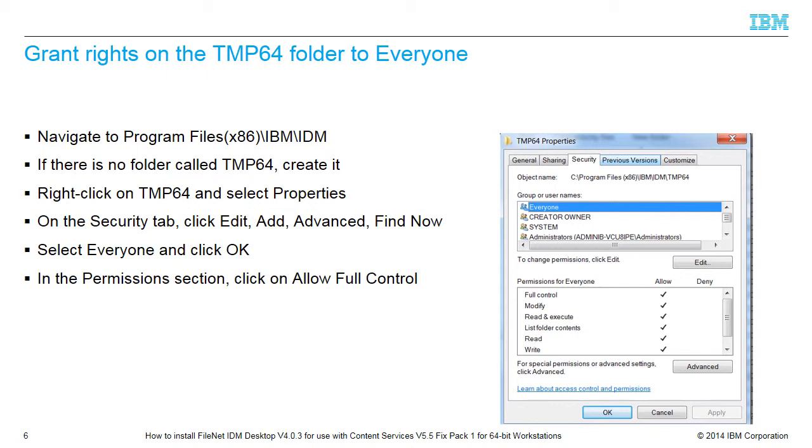Navigate to Program Files x86/IBM/IDM. If the folder TMP64 does not exist, create it. Right-click on the TMP64 folder and select Properties. On the Security tab, click Edit, then Add, Advanced, and Find Now. Select Everyone and click OK. In the Permissions section, click on Allow Full Control.